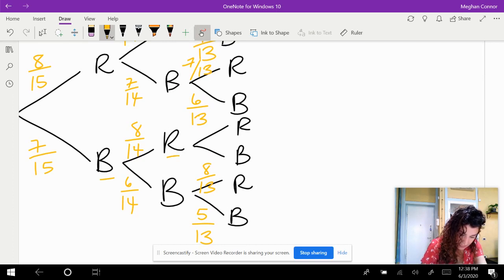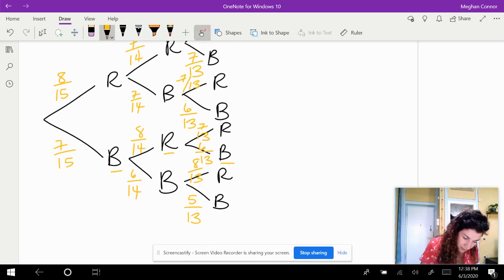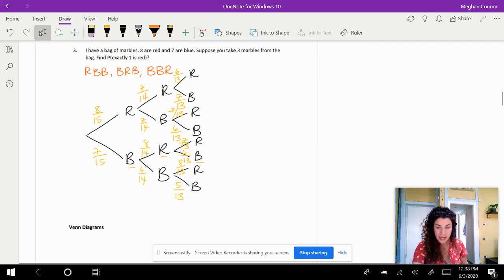Blue and then red and then blue would have 1 less blue than before. So we would have 6 blues out of the 13. And then blue and then red we would have gotten rid of 1 of the reds, so that would be 7 out of 13. Sorry, that's really messy, kind of hard to separate it. But you get the general idea of the tree diagrams and how all of these just kind of spiral out or factorial out from the beginning.